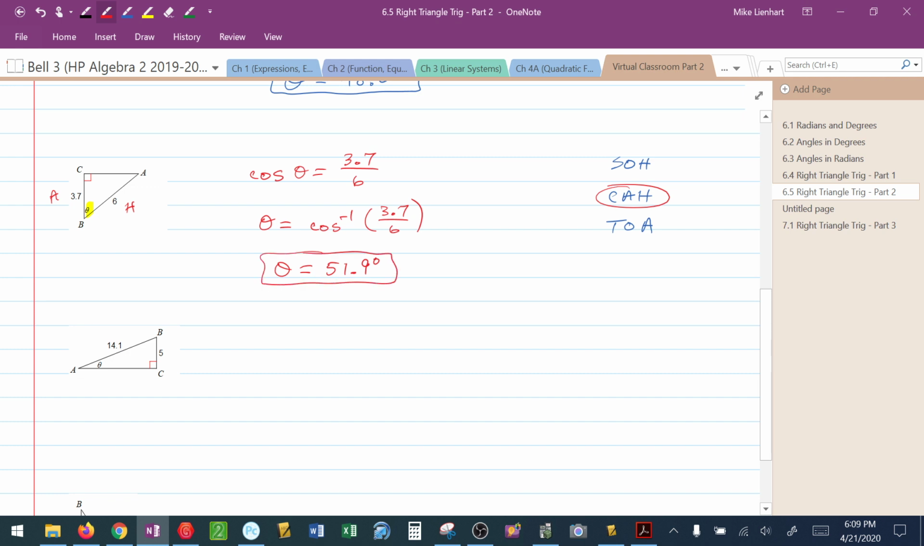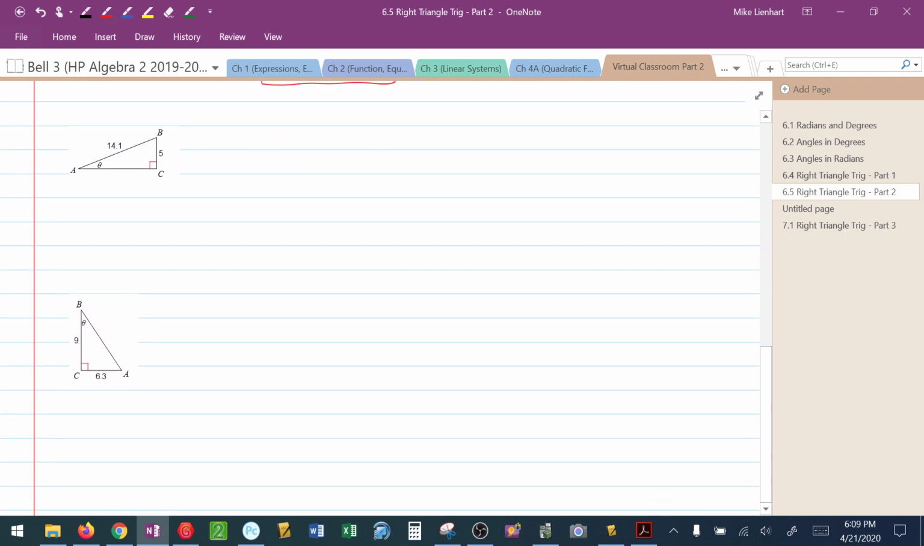All right, hopefully it's pretty easy. Just a couple more to make sure that we're all good. Okay, so let's go with SOHCAHTOA. From theta right here, 5 would be opposite, 14.1 would be hypotenuse. That's the SO or the sine function. Write the trig, sine of theta is equal to 5 divided by 14.1.